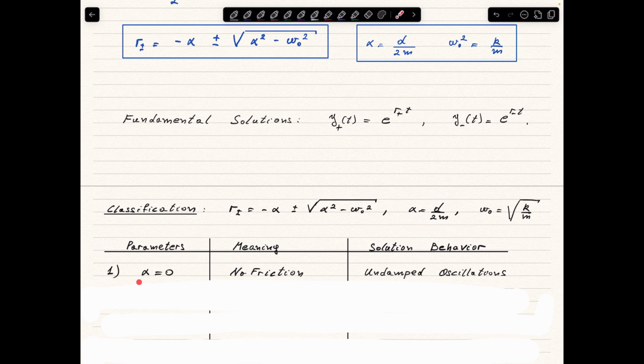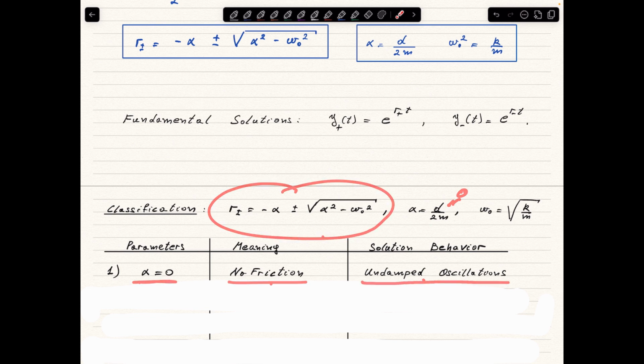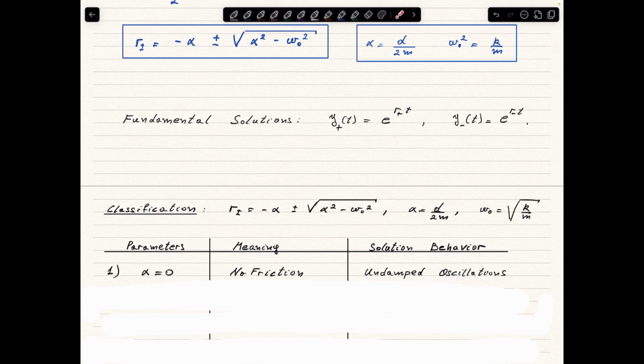First, we are going to study the case that alpha is equal to 0, which means no friction, because the friction coefficient is 0. And we are going to see that the expression of the roots in that case implies that the solutions have oscillations, that they are oscillating forever without any decay in the amplitude, so undamped oscillations.